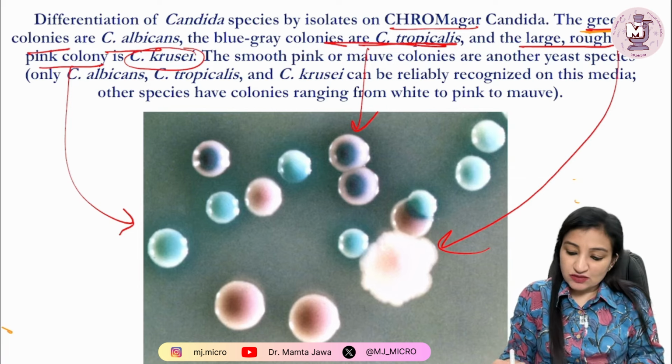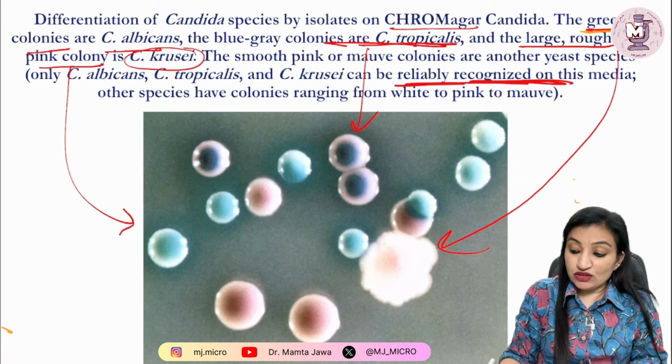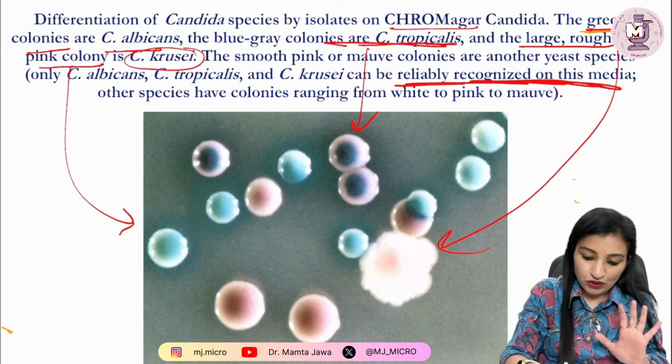These are the 3 species which can be reliably recognized on this medium. This is very important about CHROMagar.